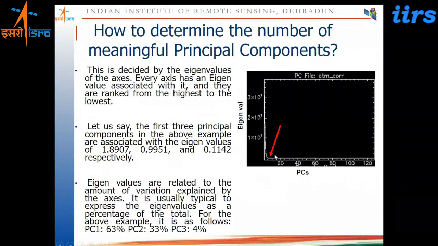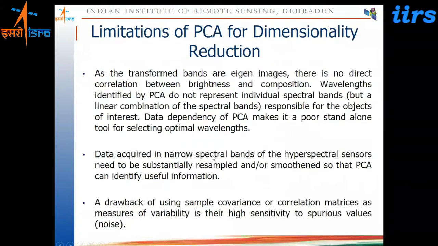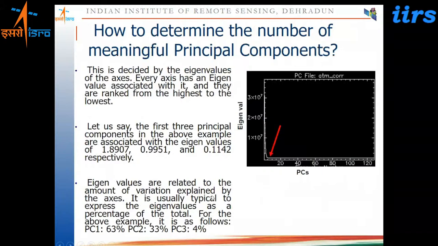Higher the eigenvalue, higher the variance, higher the information present in the PCs. So the first 3 or first 5 principal components are important. Here, the first 3 principal components in the above example are associated with the eigenvalues 1.8, 0.99 and 0.1. The eigenvalues are related to the amount of variation explained by the axis. It is usual to express the eigenvalues as a percentage of the total. So for the above example, PC1 has 63% info, PC2 has 33%, and PC3 is 4% information.